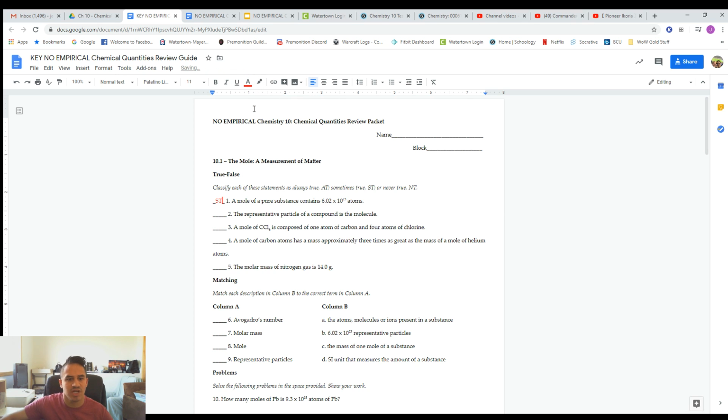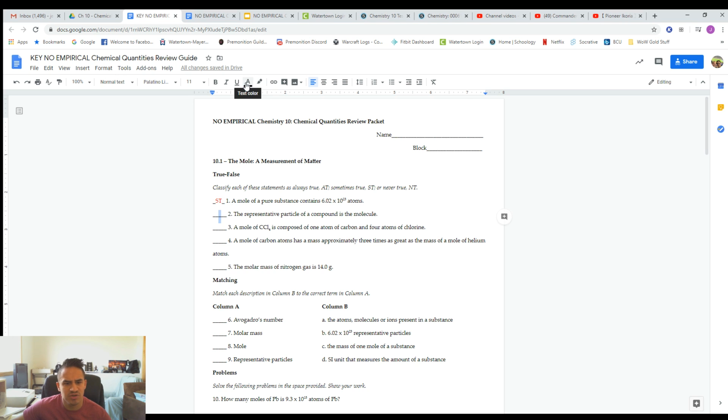And the reason why it's going to be sometimes true is not all substances are made out of atoms, right? So if it's an element, then yeah, it would be this many atoms. But water is also a pure substance, but water is not made out of atoms, it's made out of molecules. So this is only sometimes true because atoms doesn't apply to all pure substances, it only applies to elements, whereas compounds are also pure substances and they can be molecular or ionic, and they're not made out of atoms.